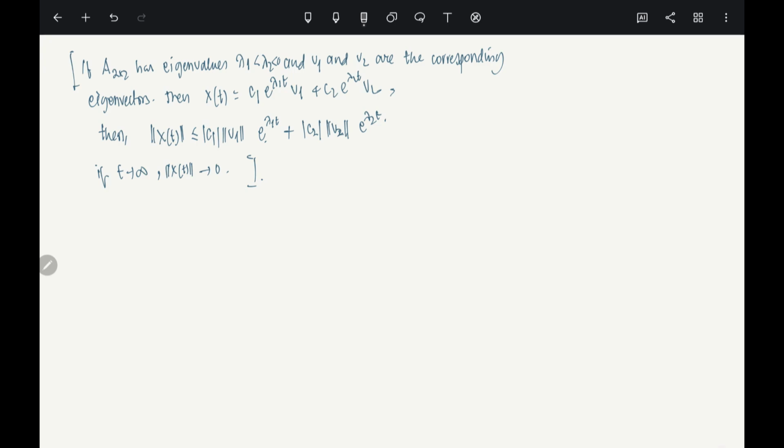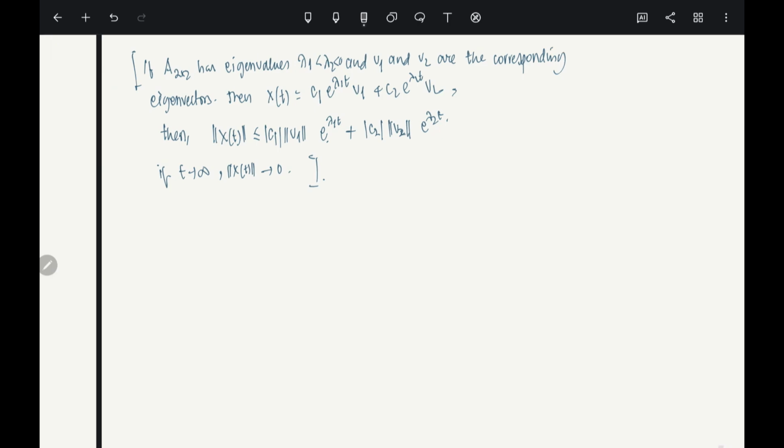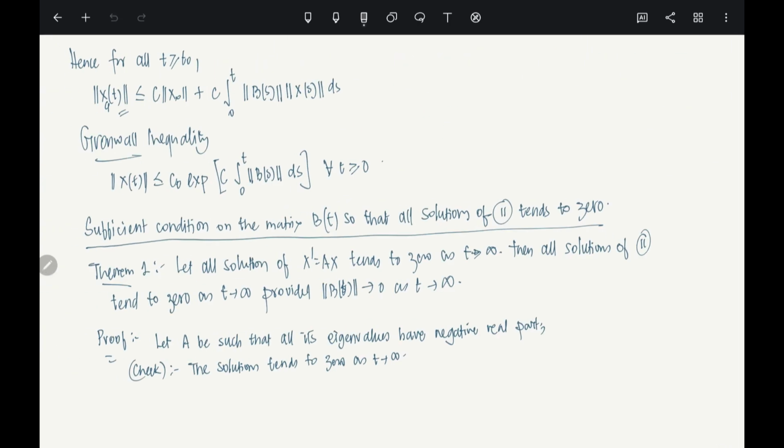Fine. Now see, so what do we have? We have the matrix A, which has eigenvalues with negative real part, that is fine. Then you can say that all solutions tend to 0 as t tends to infinity. That is given to us.